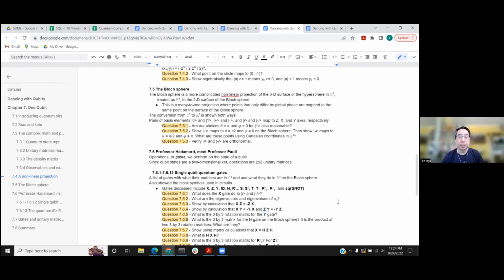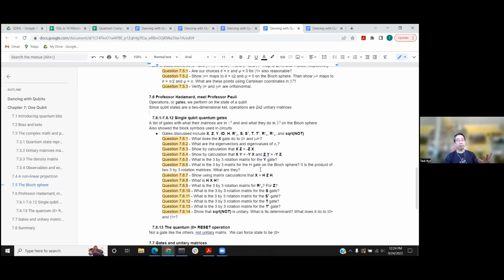Let's see here. I think that's it in terms of being able to get into the gates. So any comments, questions, thoughts before we start talking about the single qubit quantum gates? All right.